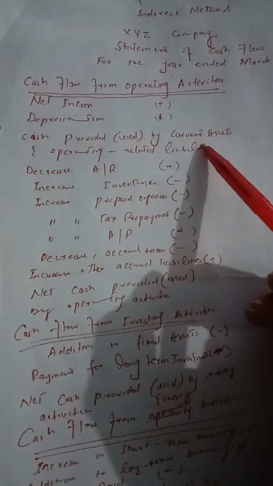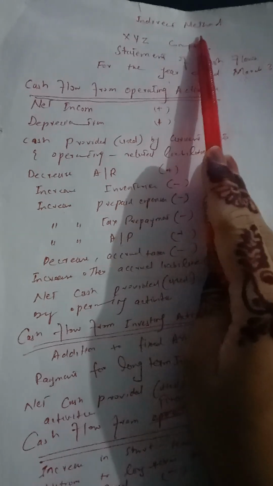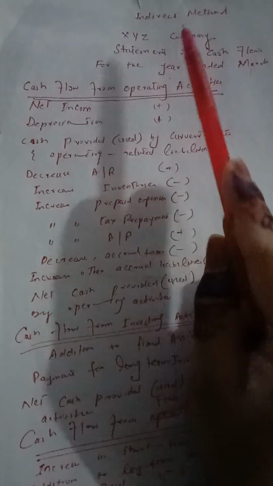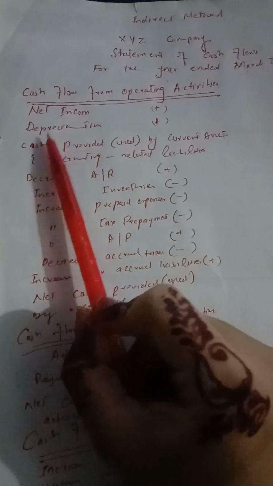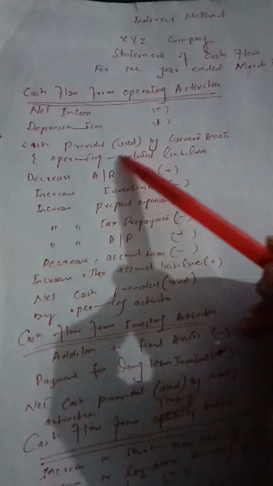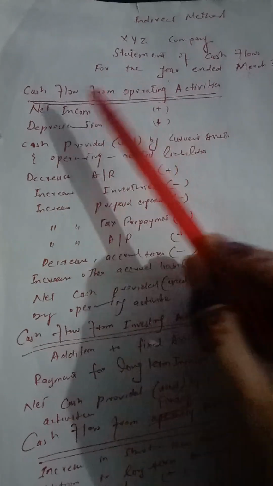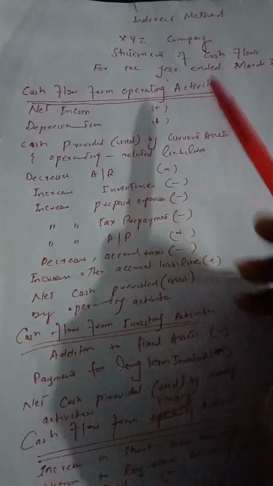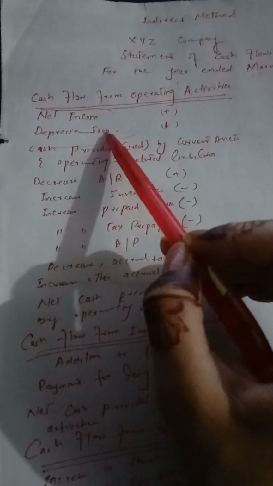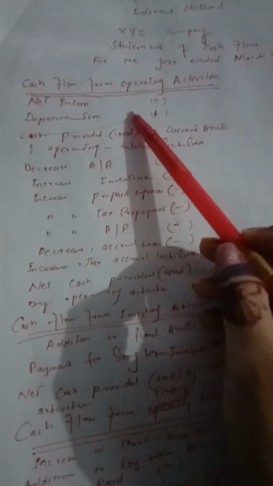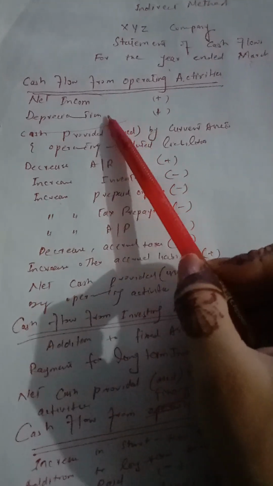But the basic difference between the indirect method and the direct method is that in the indirect method, when we write the cash flow from operating activities, we add the net income and depreciation at the start of the operating activities. In the direct method, the net income and depreciation are not added at the start.